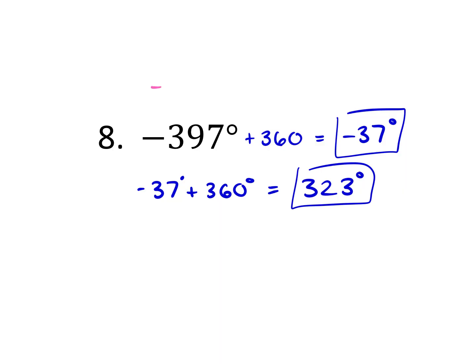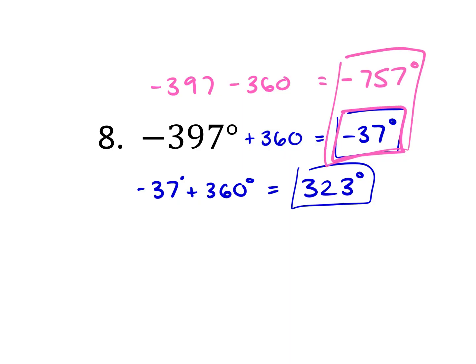You could just take the original, so negative 397, and subtract 360. This would be a perfect answer for a negative coterminal angle. But you could also find one by subtracting. So another negative coterminal angle would be negative 757. So these are both negative coterminal angles.